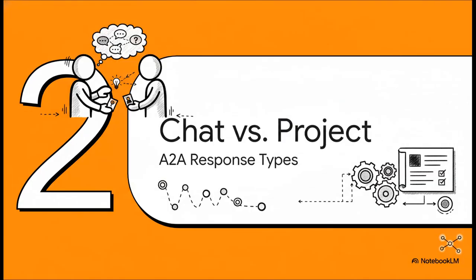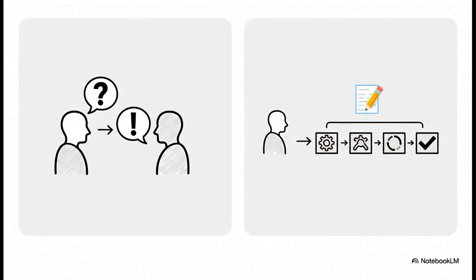Okay, so our agents have found each other, they've exchanged cards, they're ready to get to work. But what does that conversation actually look like? Well, A2A basically gives agents two main ways to respond. The first option is a simple, stateless message. This is for your quick one-and-done questions. Hey, what time is it? It's 3 p.m. Boom, done.